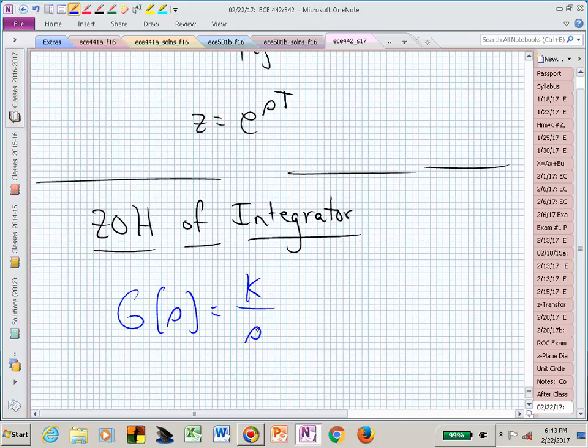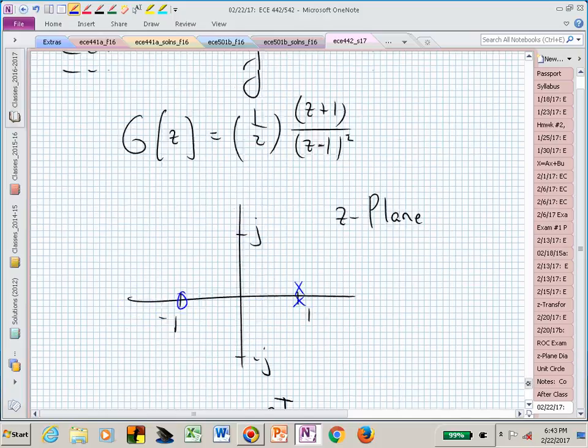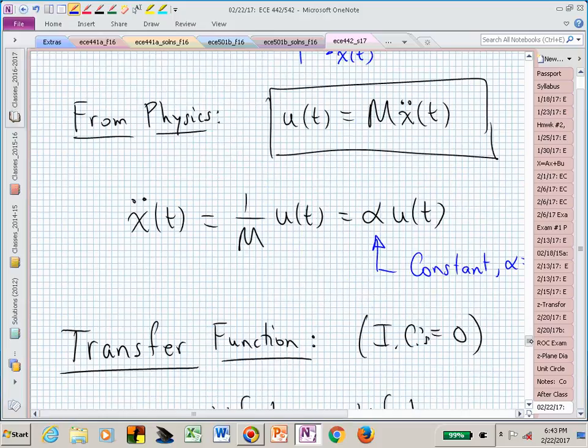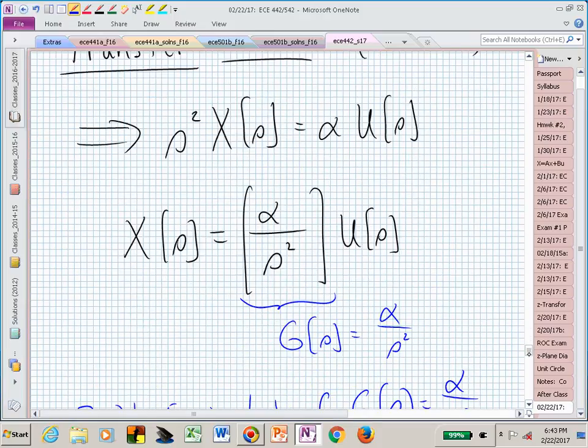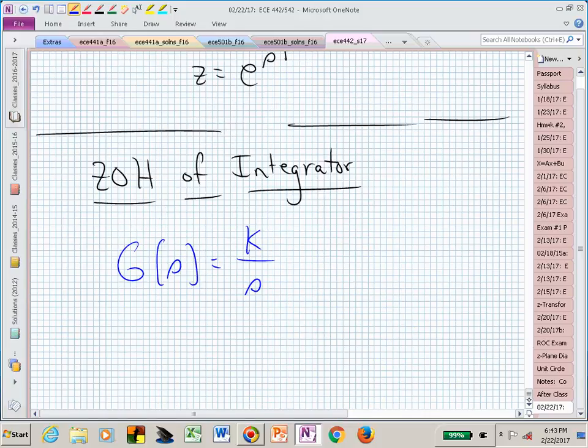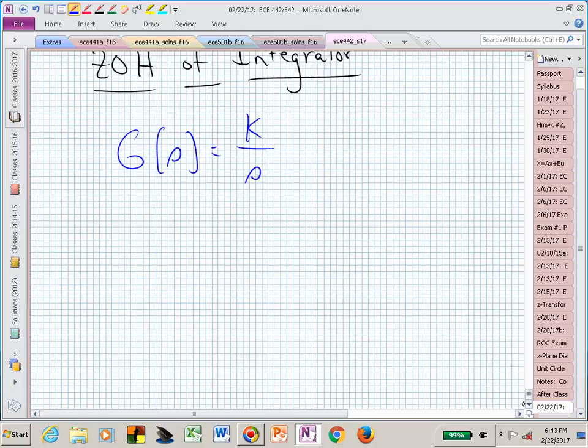What was our pure mass? It was alpha over s squared. So that was 2 poles at the origin. Now we just want 1. We just want a pure integrator. What's the zero order hold equivalent of this integrator? Zero order hold equivalent of an integrator. Boom, what do you plug in? What do you write down?